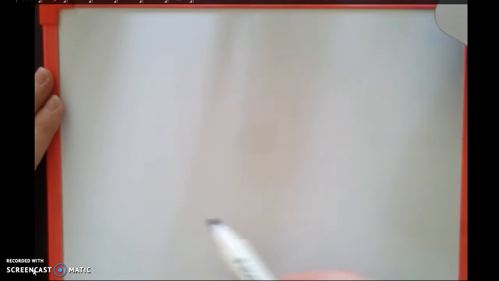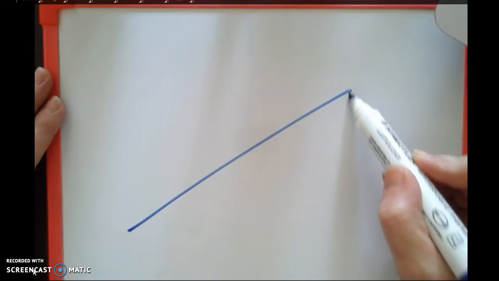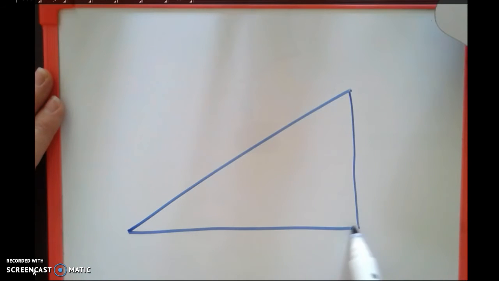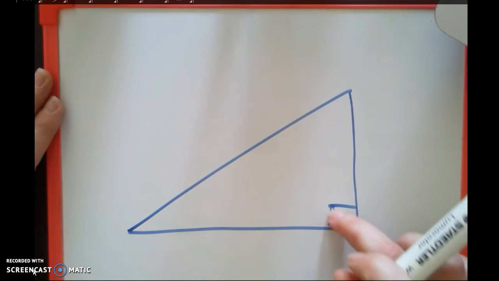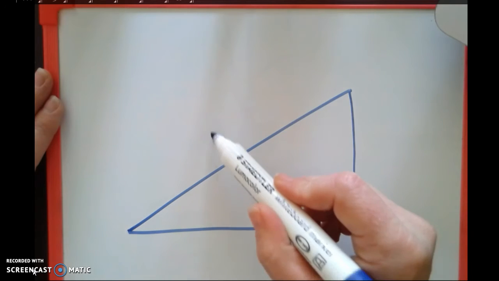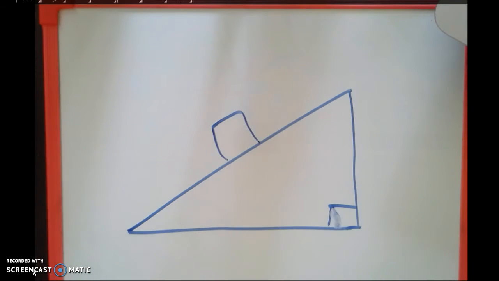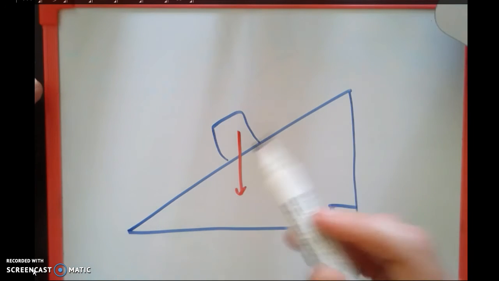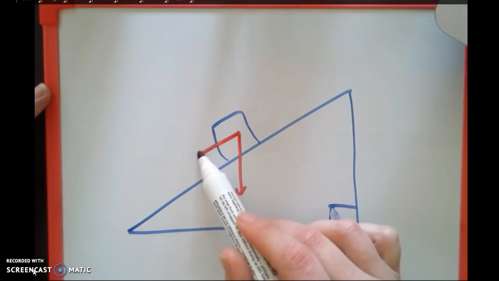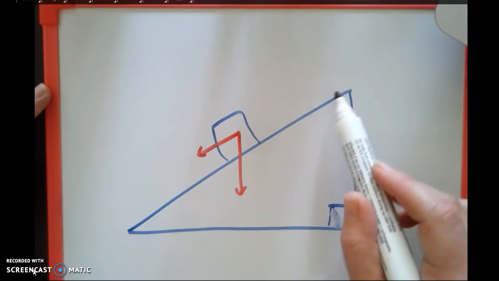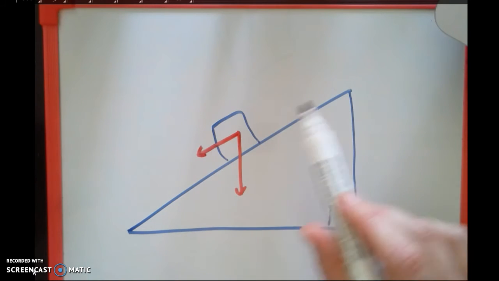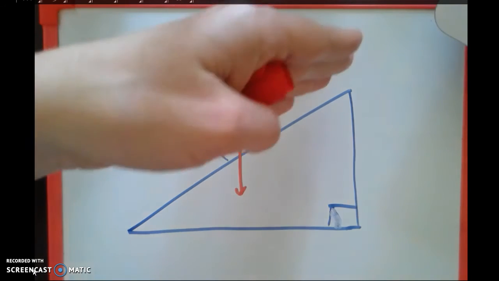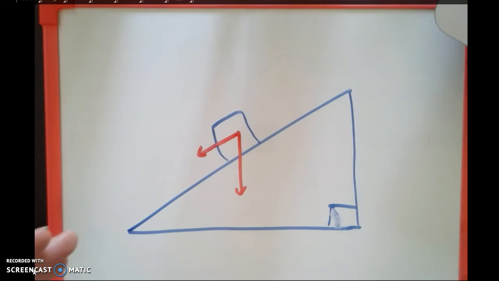Okay, let's apply what we know about triangles now to a new situation. Let's think about everything that we've just done as a right-angle triangle with an object moving down the slope. And we have to think about the forces that are acting on this object. So we have the force due to gravity. We have a force that's going to be applied parallel to the way that the object is moving, or basically in the same direction that the object is sliding down the slope.